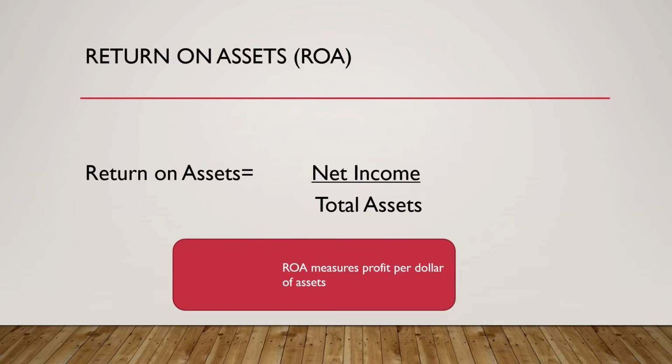The next ratio is the return on assets, also abbreviated as ROA. To calculate the return on assets, we look at our net income divided by our total assets. So you once again have to go to the financial statements and look at the individual lines for net income divided by total assets. So what does the return on assets mean? It measures the profit per dollar of our assets.